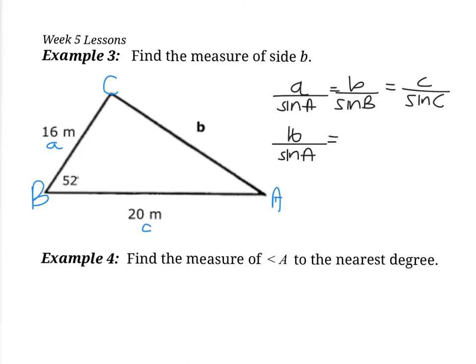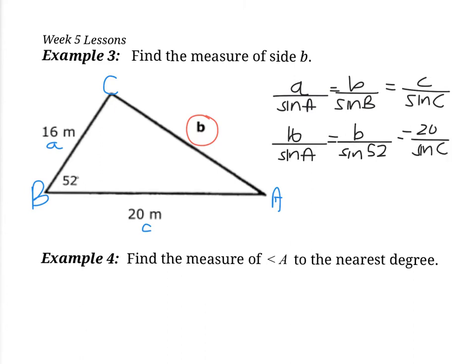Side B, do we know it? No, and we're also going to call it side B, so we're going to leave it. And then sine of angle B is 52. Just a reminder, we are looking for B. That's what our goal is. And then sine C. So do we have side C? Yes, it's 20. Do we have angle C?